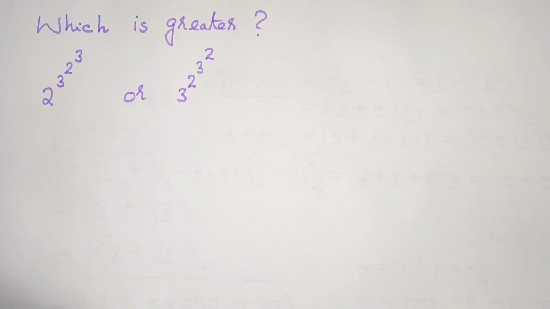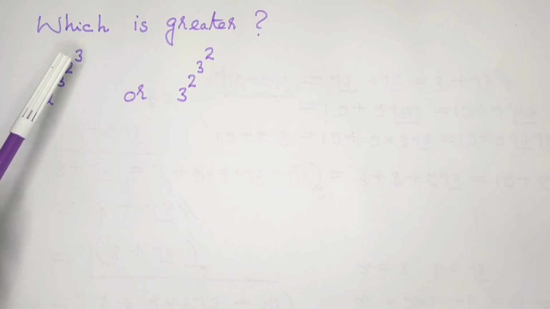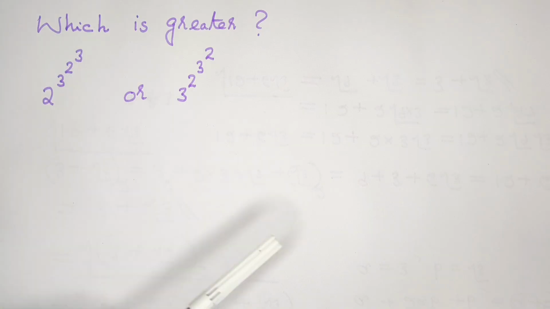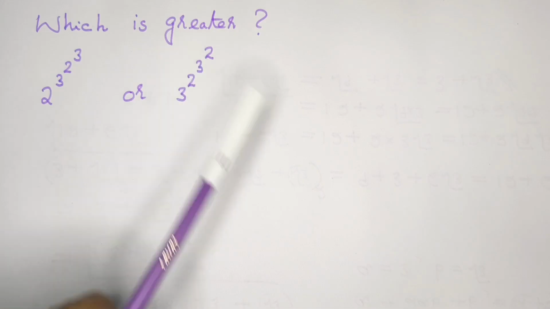Hi friends, today we are looking at an interesting problem from number theory. It's about comparing two numbers given in exponential form: (2 to the third) the whole to the second, and the whole again to the third, whereas the other one is (3 to the power of 2) the whole to the power of 3, and the whole to the power of 2.